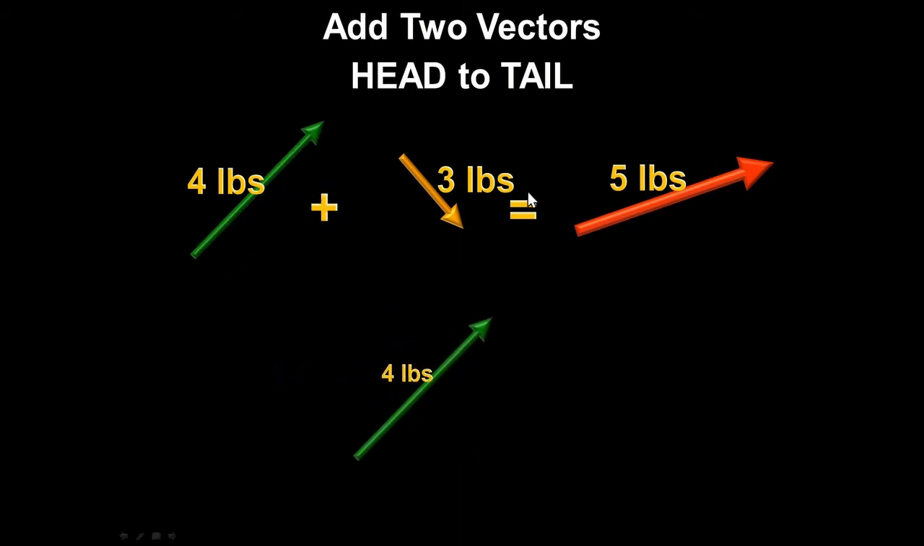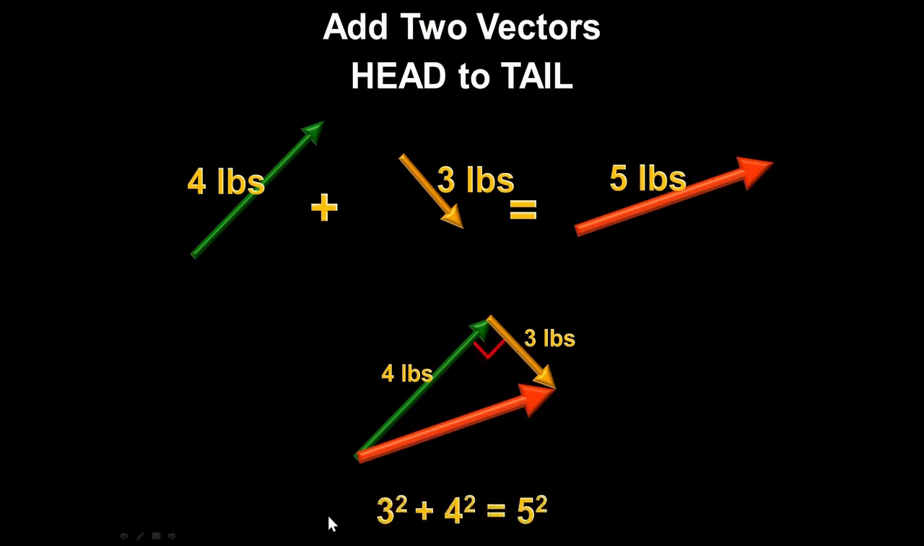You take the head of one vector, put it to the tail of the other vector, so you added them head to tail. The resultant is going to go from the tail to the head. Okay, so we get the vector in that direction. Now, how did we find out the magnitude of it? Well, if these were at right angles, then we could have used Pythagorean's theorem. A squared plus b squared square rooted would have given us c here, 5 pounds.